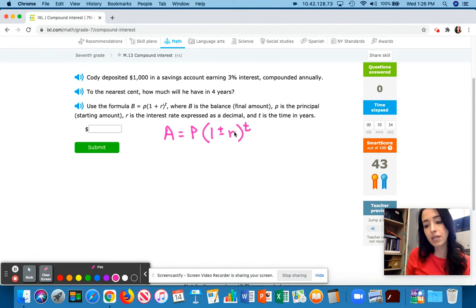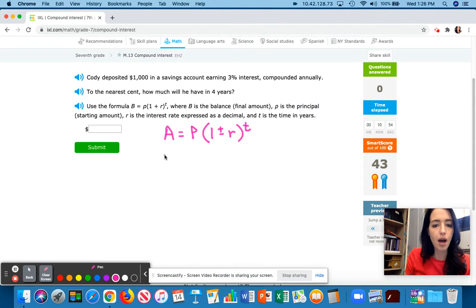The R stands for the rate, and I'll talk to you about that because in the problem, it's going to give us the rate in a percent, but we need to convert it into a decimal to use in the formula. And then T is our input. It's also our exponent, and it stands for the amount of time.